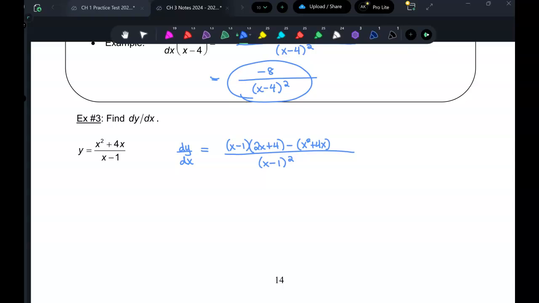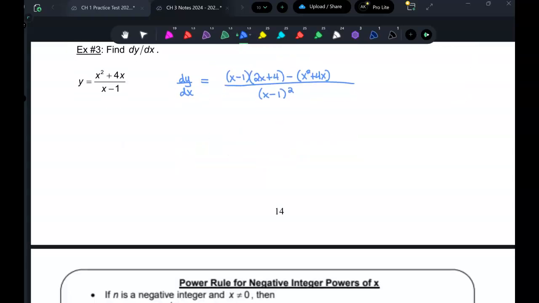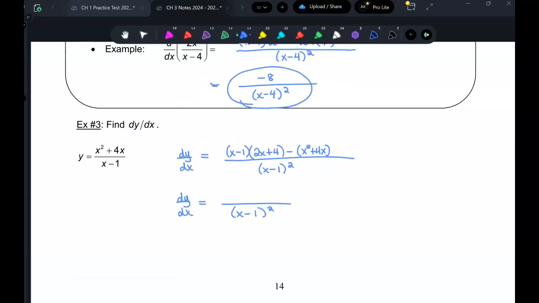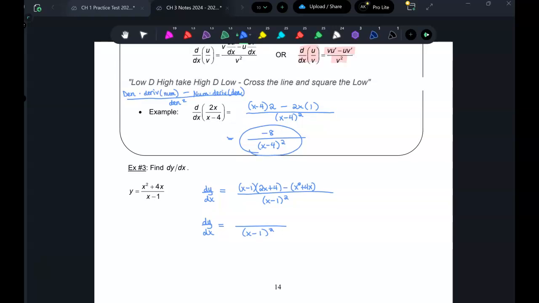Again, don't multiply out the denominator. Leave that as x minus 1 squared. Let's just see what we can simplify in the numerator. Oh, okay, I was a little behind. The bottom I understand, that you square the bottom. How do you do the first part, the x minus 1 and 2x plus 4?